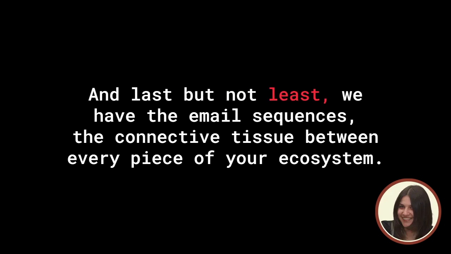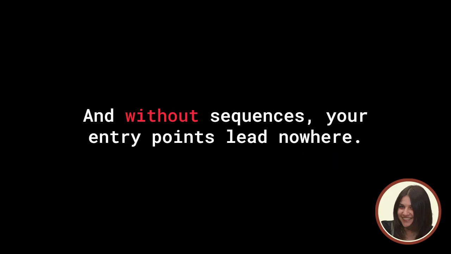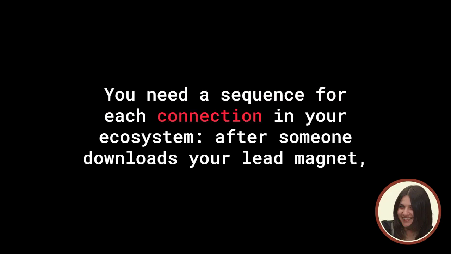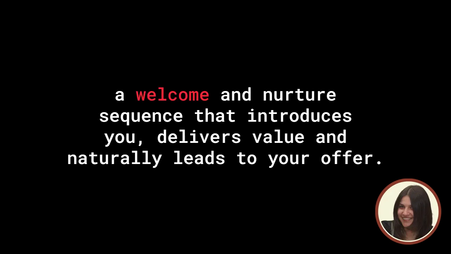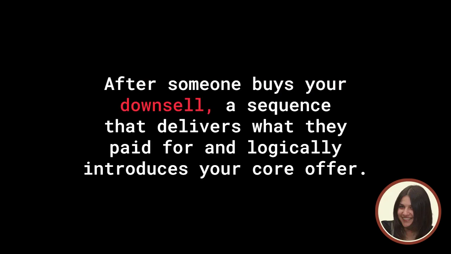And last but not least, we have the email sequences, the connective tissue between every piece of your ecosystem. And without sequences, your entry points lead nowhere. You need a sequence for each connection in your ecosystem. After someone downloads your lead magnet, a welcome and nurture sequence that introduces you, delivers value, and naturally leads to your offer. After someone buys your downsell, a sequence that delivers what they paid for and logically introduces your core offer.